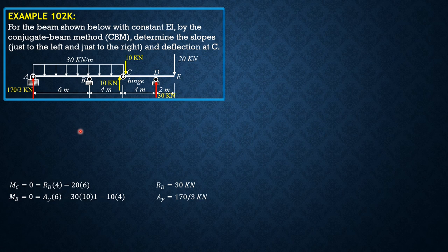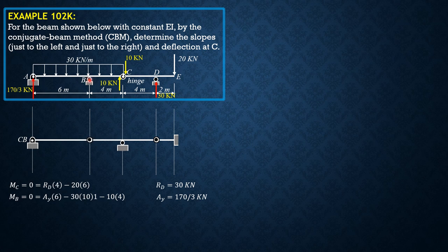So let's prepare the conjugate beam. The pin remains pin, the interior roller becomes interior hinge. The interior hinge becomes a pin or roller, but I selected roller, it's the same, as long as the shear just to the left and just to the right are not the same, and the moment left and right are equal. The free end becomes fixed. So that's the conjugate beam.